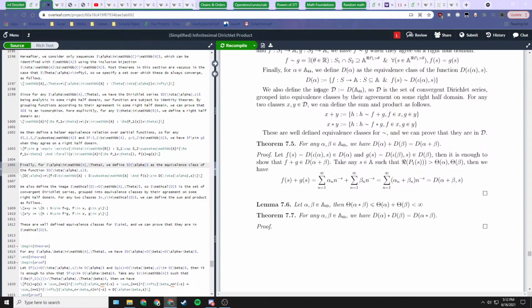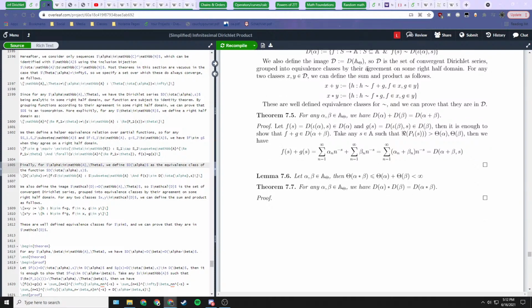D of alpha is sort of like our generating function. It takes alpha and gives us a function, and it sort of agrees with the Dirichlet series. So we also have this script D, which is the set of these images. We define the sum and the product. So our proofs are to show that.